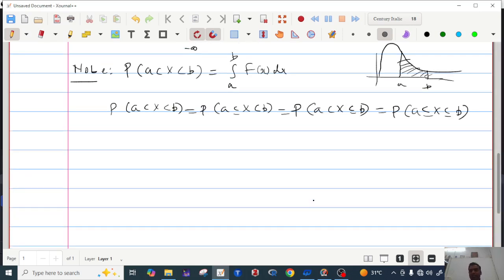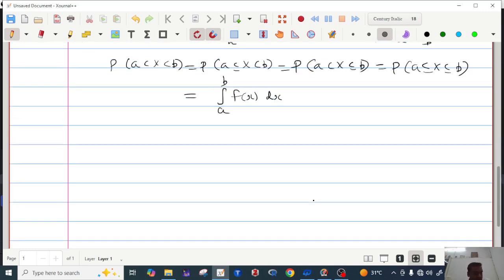Students, in case of a discrete distribution, all these probabilities differ. Now since this is continuous, these probabilities don't differ. For a continuous random variable, the probabilities of a < X < b, and all four such variants, are computed by taking the same expression. That's it.